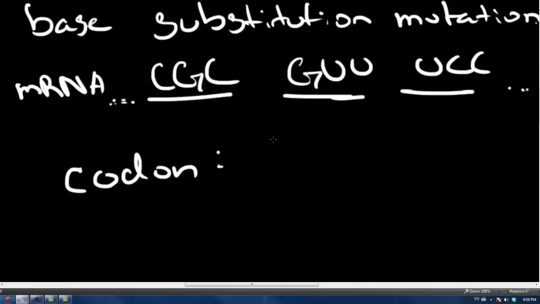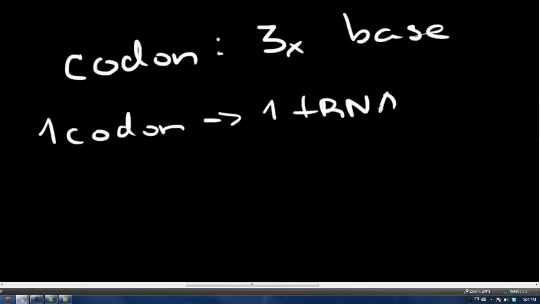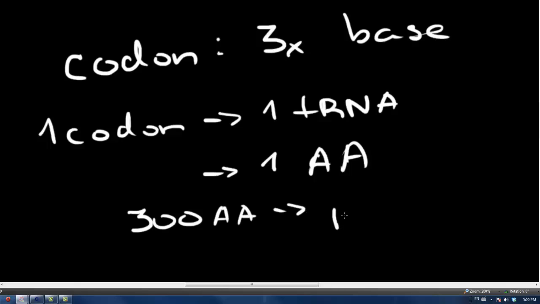So a codon is a sequence of three bases. The reason why it's important is because one codon tells one tRNA molecule to bring one amino acid, which I'll be abbreviating as AA. And then once we have 300 amino acids, we get a protein. So the shortest protein possible is at least 300 amino acids long. Some proteins can be very, very long, but some of them are quite short, over here at 300.